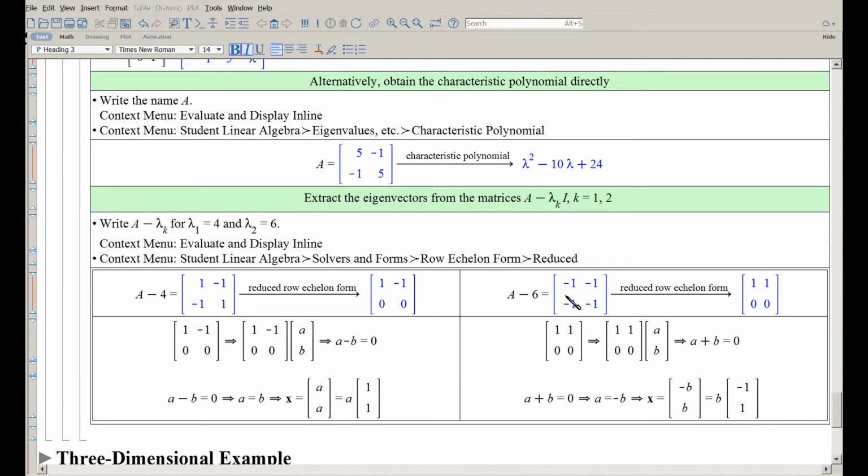And you do the same thing for lambda equals 6. So A minus 6 gives you this matrix, and you row reduce. And what the student has to see is that that's representing a set of equations. So here are the a, b multiplying or being multiplied by this matrix. So 1, 1 times that is a plus b. So a plus b equals 0. A equals negative b. So for a, you put in negative b. For b, you put in itself. You factor out the b, and you get negative 1, 1.